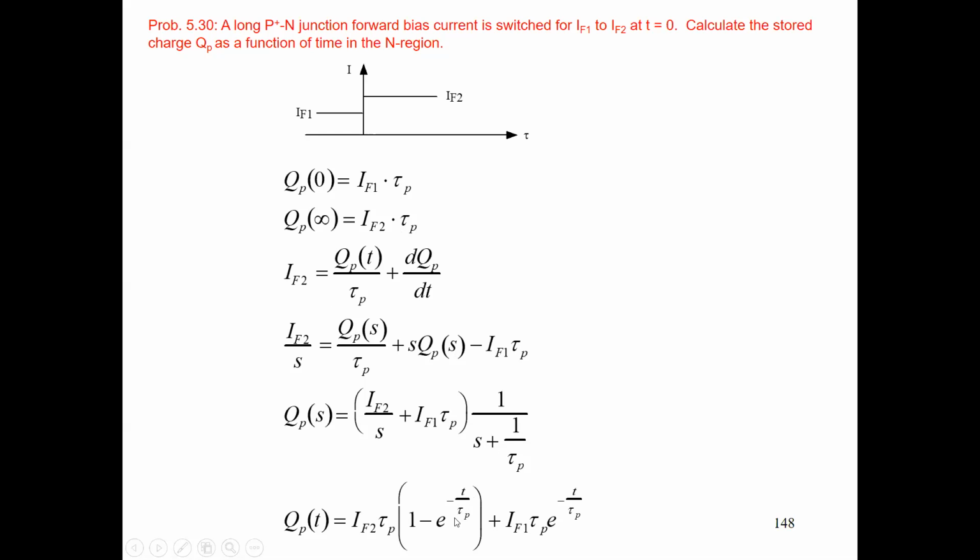Now the solution makes perfect sense. Let's look at the asymptotic behavior. If I look at time t equal to 0, I get e to the power 0, which is 1, so the first term vanishes. I get the stored charge equal to IF1 times tau p, right? Exactly as I said over here. On the other hand, for time going to infinity, this term disappears, and the stored charge asymptotes to a new DC value, IF2 times tau p, right? But in between, you have a very complicated dependency in terms of these exponential time dependencies.